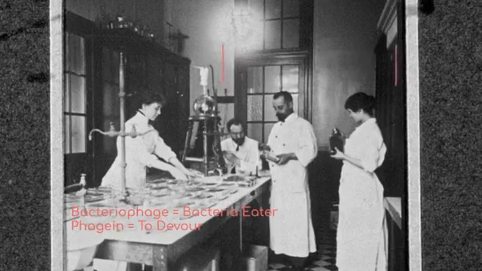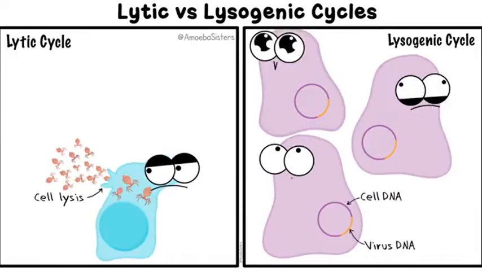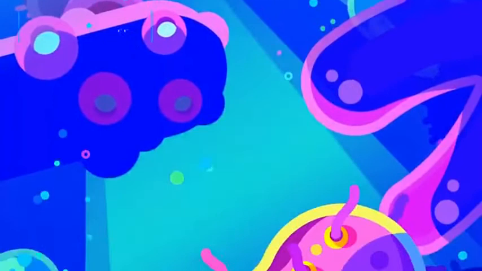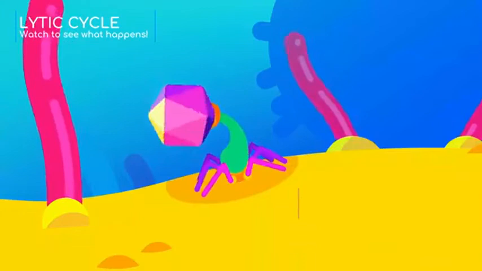They can have two life cycles, lytic and lysogenic. In the lytic cycle, they first inject their genetic material into the host, which creates new parts for more phages. Then they produce an enzyme called endolysin that bursts open the bacteria.